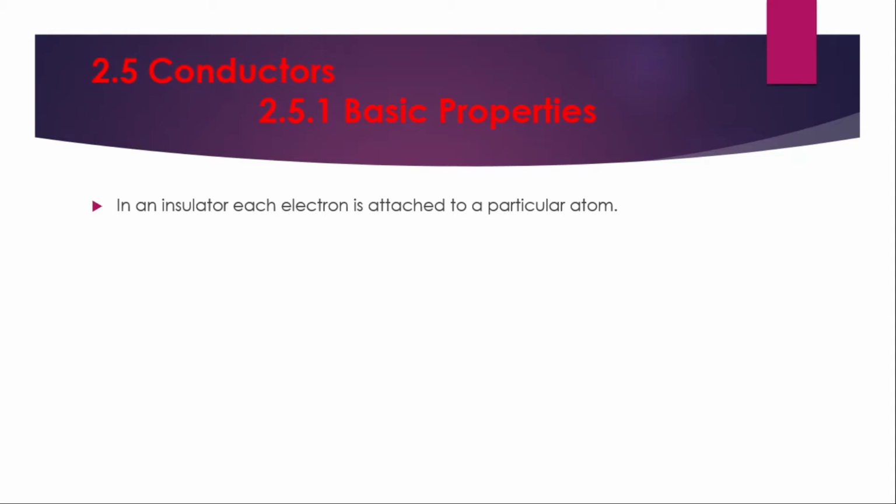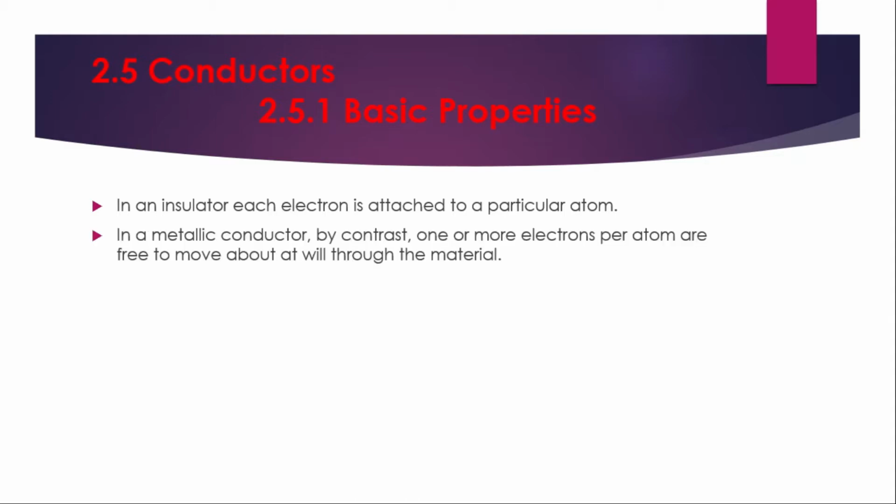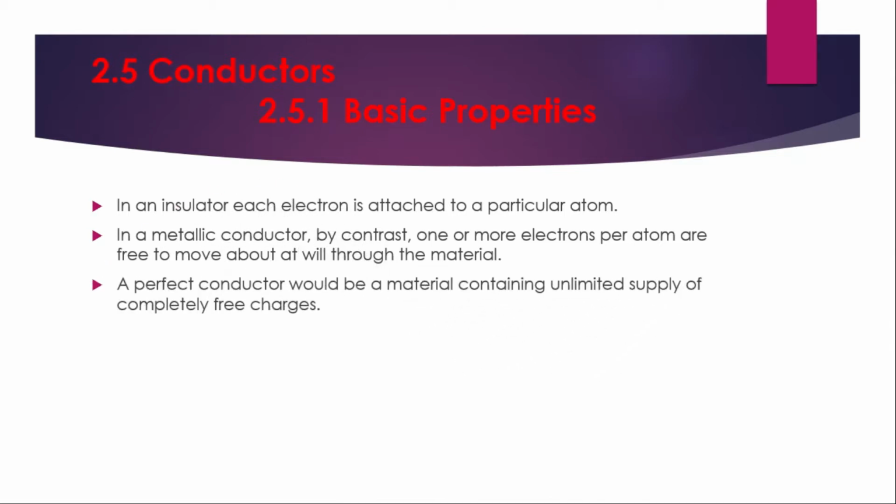In an insulator, each electron is attached to a particular atom. In a metallic conductor, by contrast, one or more electrons per atom are free to move about at will through the material. Because these electrons are free and can move in either direction, a perfect conductor would be a material containing an unlimited supply of completely free charges.